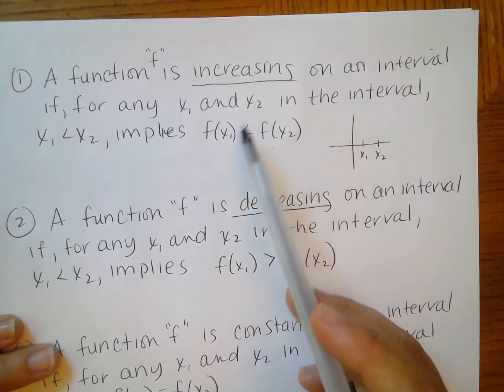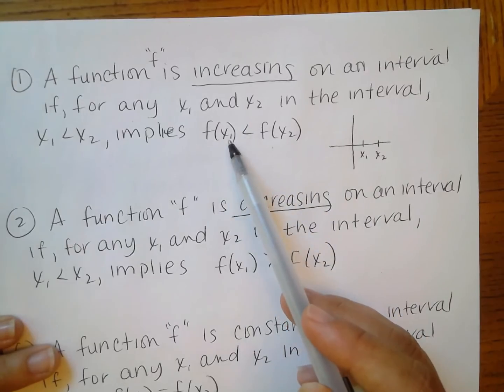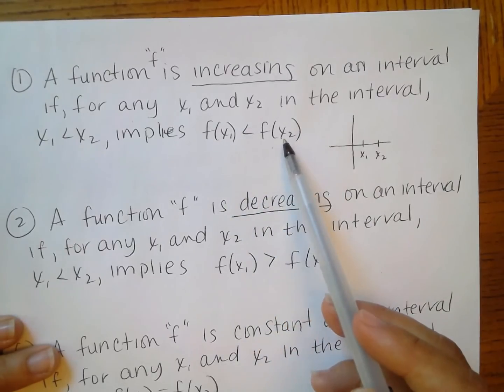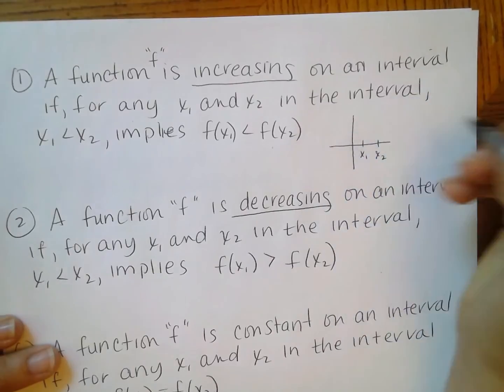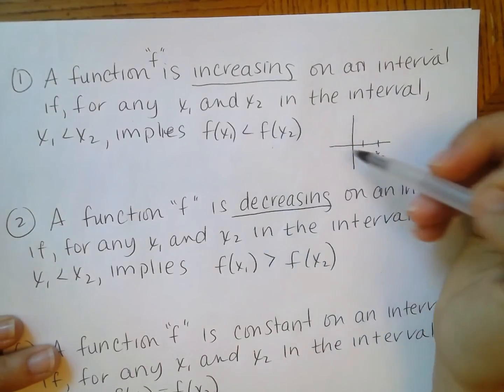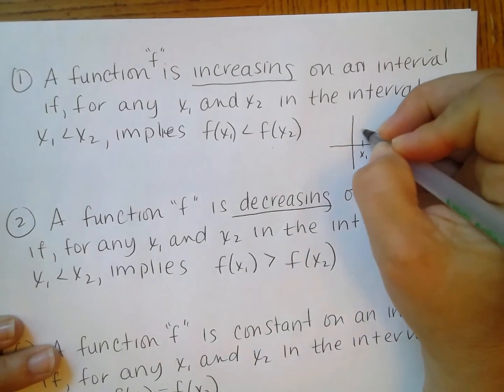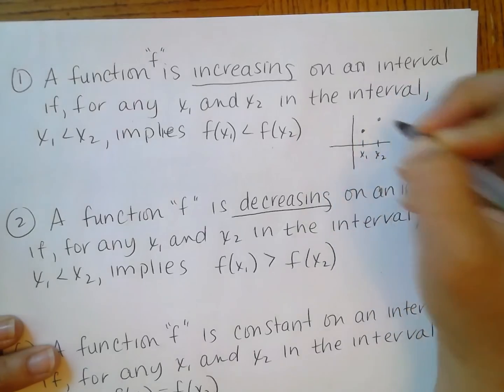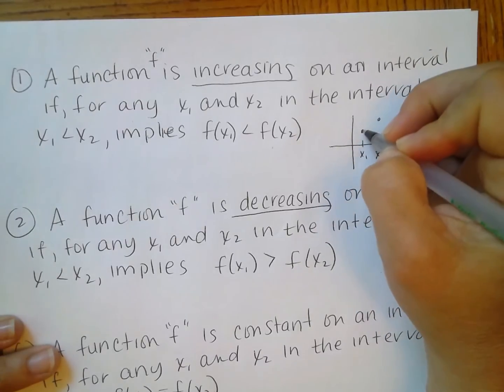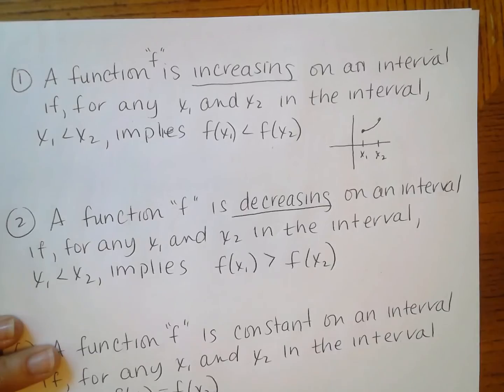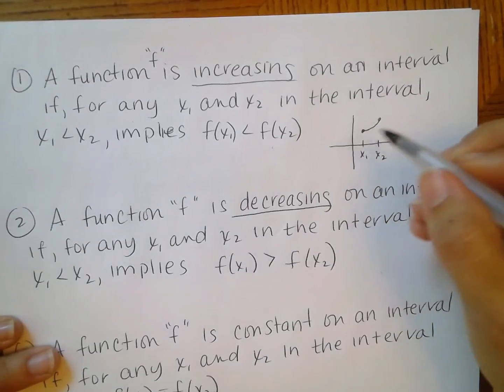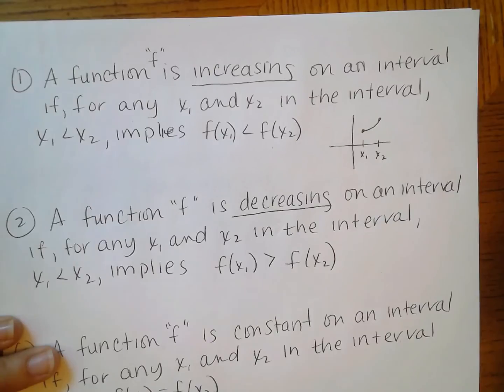And if a function is increasing, then f of x1 is less than f of x2, it means that the y value for x1 is smaller than the y value of x2. So it looks something like this. When I go to connect my points like this, it means that my graph has an upward tilt to it. So this is what it means to be increasing, to have that upward tilt.